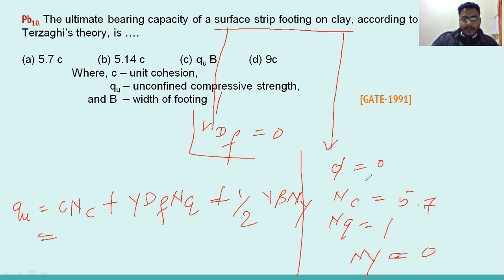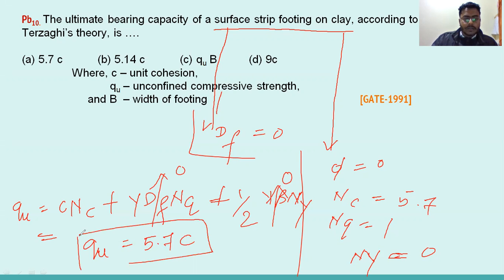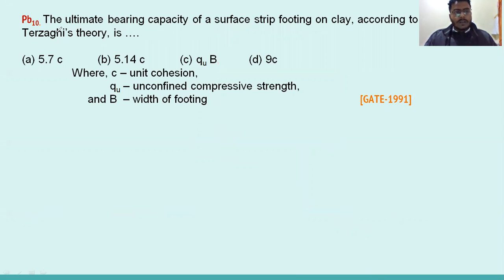Okay, so N gamma is equal to 0, so this term will be 0. DF is equal to 0, so this term will be 0. So we can write QU is equal to 5.7 C. Now you can choose the option. So option A is correct.